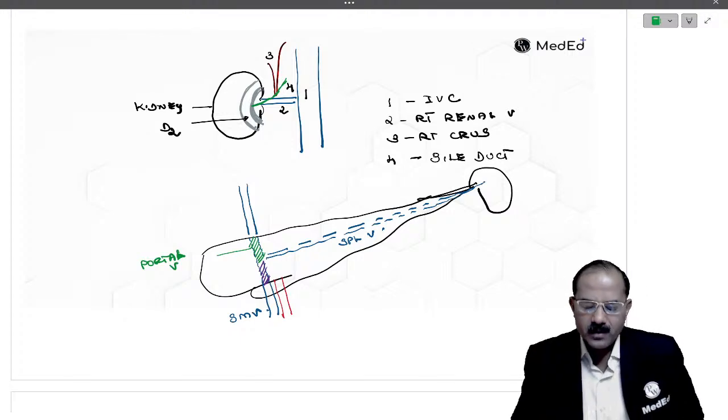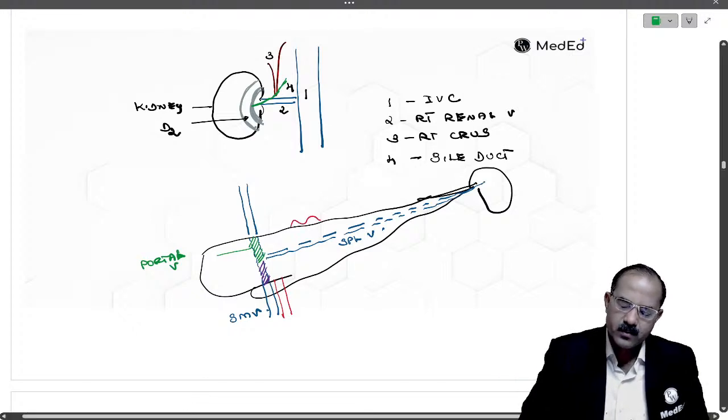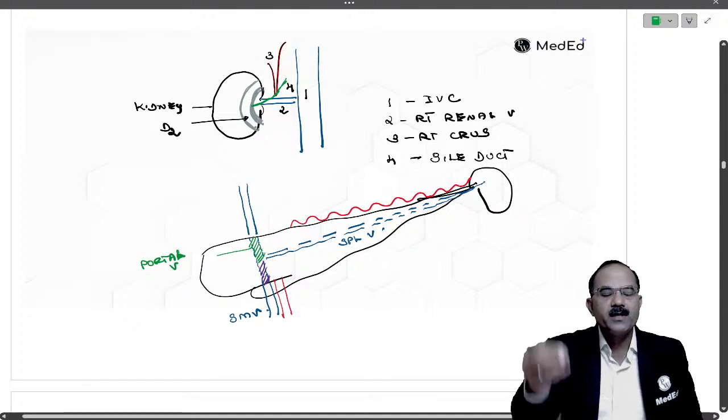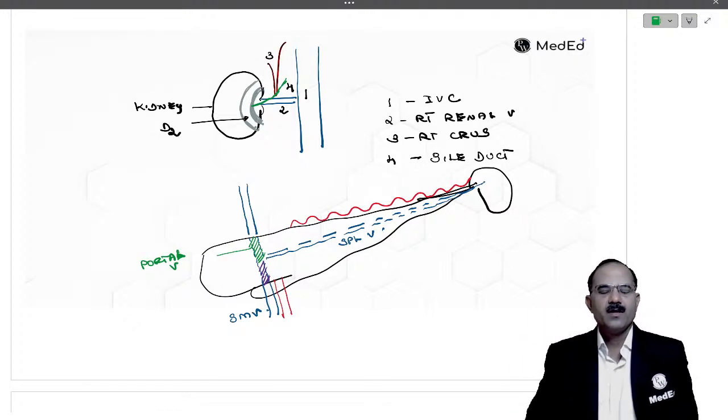Okay, fine. Now coming to the body of the pancreas. Children, can you tell me what this is? Body of the pancreas. What is this structure related superiorly to the body of the pancreas? What is this? Superiorly to the body of the pancreas.